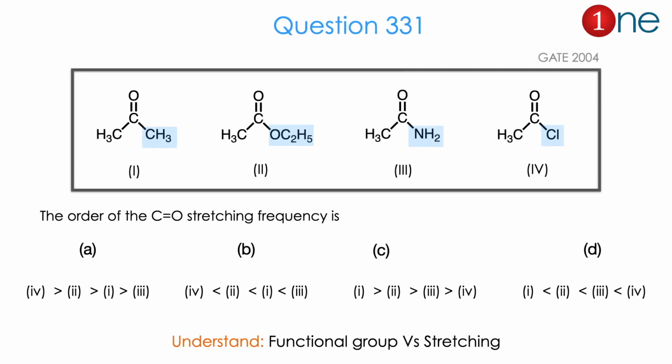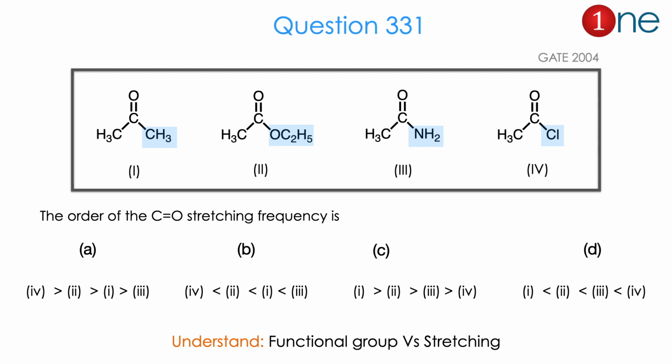Let us see the first question. They are given different carbonyls. Basically they differ in the substitution. First one is the ketone, second one is ester, third one is amide, fourth one is acid chloride. 4 different carbonyl compounds. They are asking the CO stretching frequency. Here 4 choices are given. You have to find which one is higher and which one is lower.